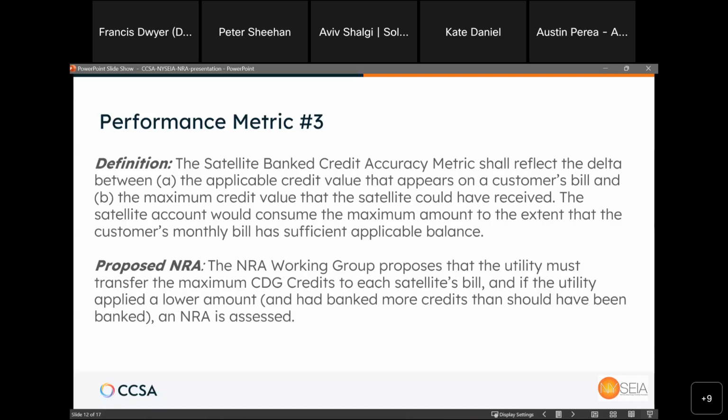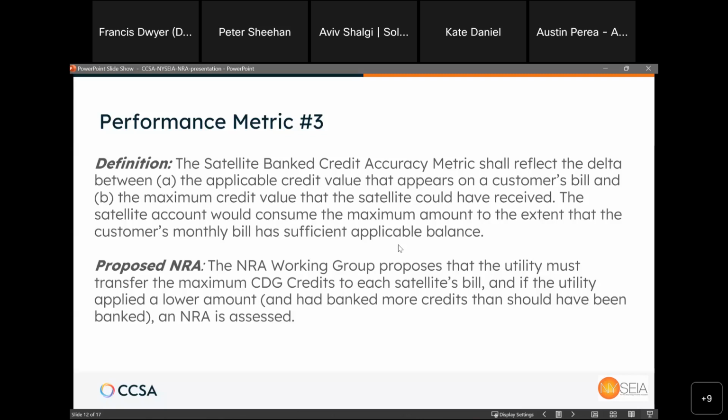So the goal of this metric is to basically make sure that the customer, the satellites, are consuming as many credits as possible on each of their monthly bills, and that they are only banking the amount that they have to bank because they just cannot consume that, and not because of delays or inaccuracies or just plain mistakes, especially after we pass through to the automation part of the utilities.